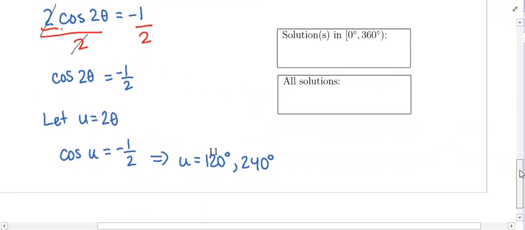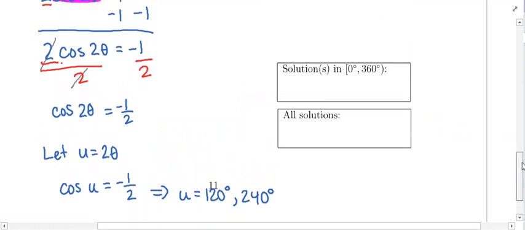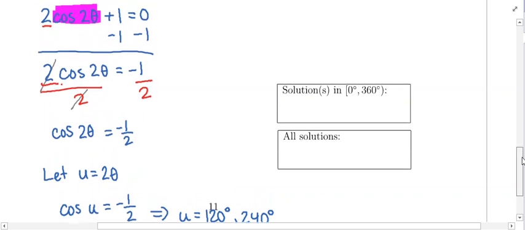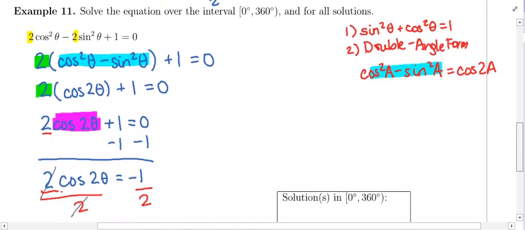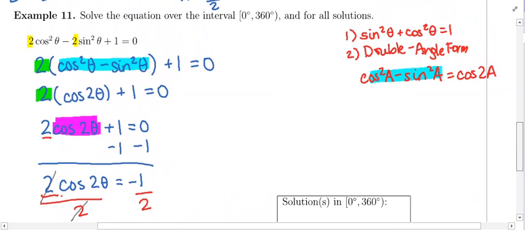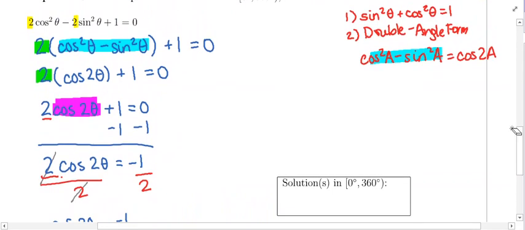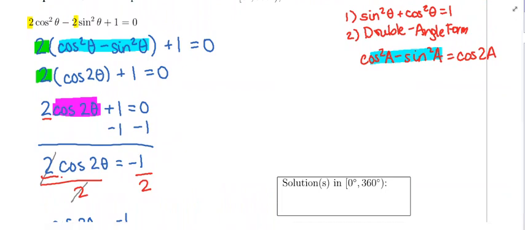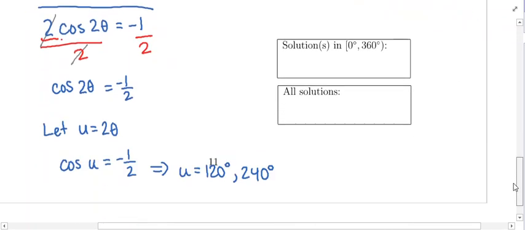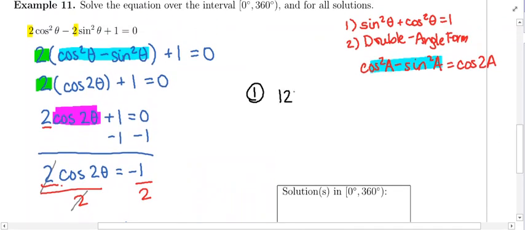Now that I have the values of u that work, I'm going to start writing out the general statement, because I've got to convert back to theta. The answer cannot be u. Before you can convert back, you have to write the general statement, otherwise it will not come out correctly. I'm going to take the first solution, 120 degrees, and add integer multiples of the period. We're working with cosine, and the period is going to be 2 pi or 360 degrees here.